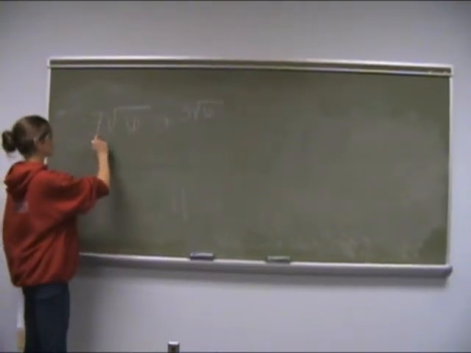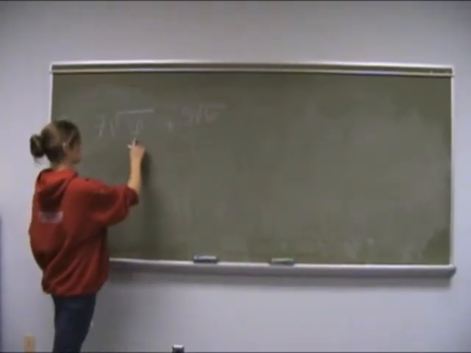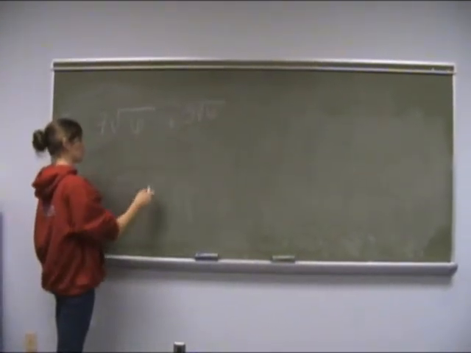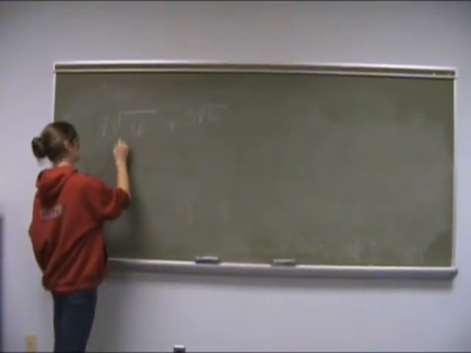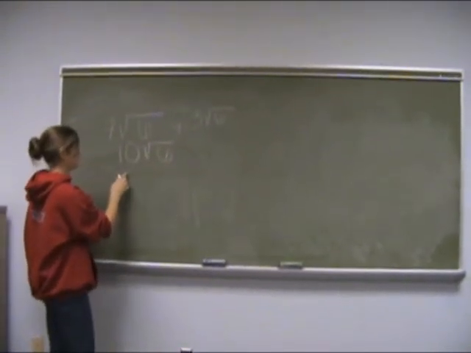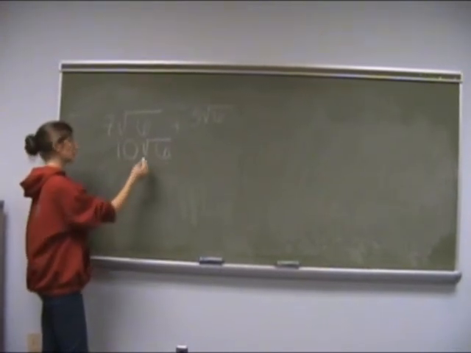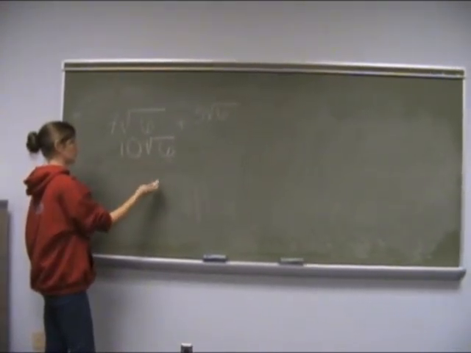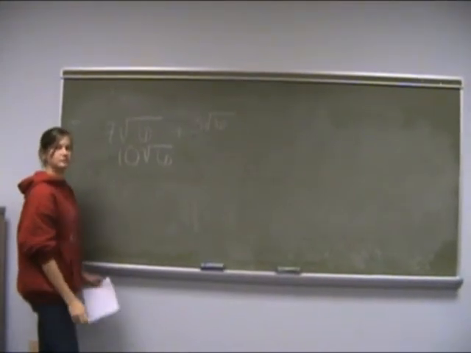Okay, so we have 7 radical 6 plus 3 radical 6. And because these are the same radicals, we can add the coefficient in front of them. And that would be 10 radical 6. And you have to try to get your smallest radical, if you're trying to simplify it, and you don't have anything that would go into 6, so that's as far as it gets simplified.